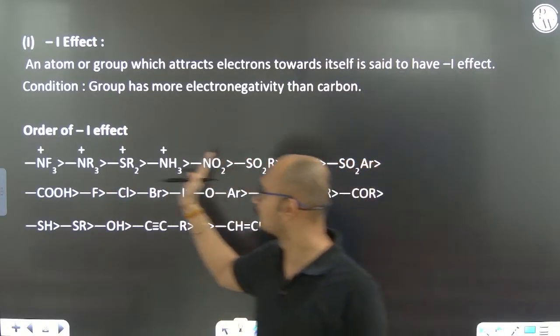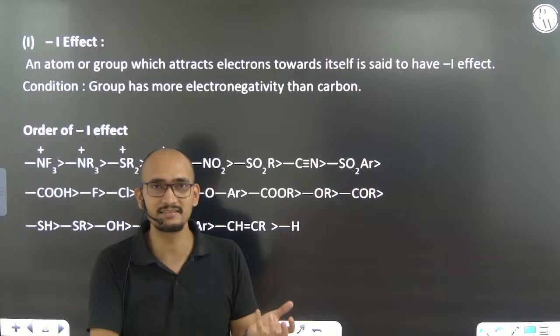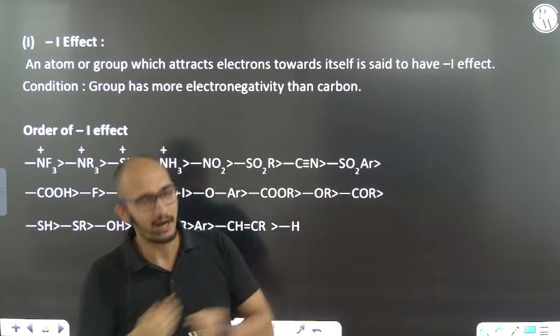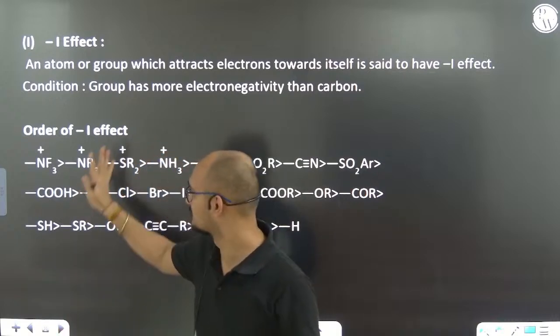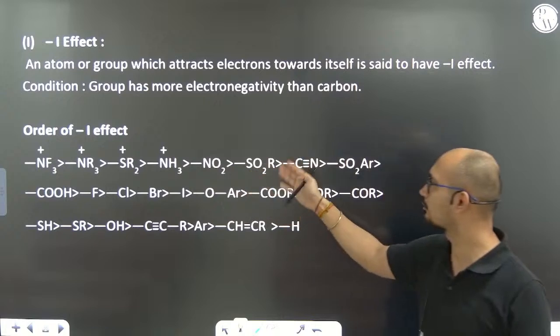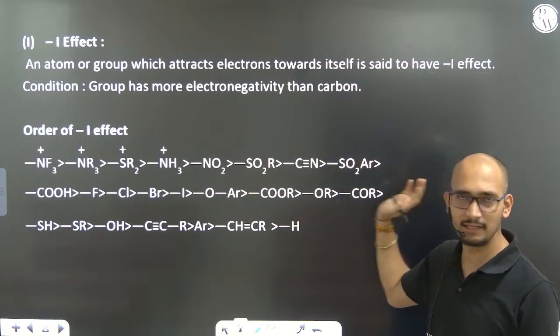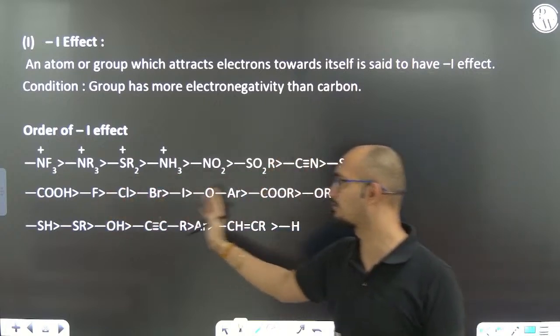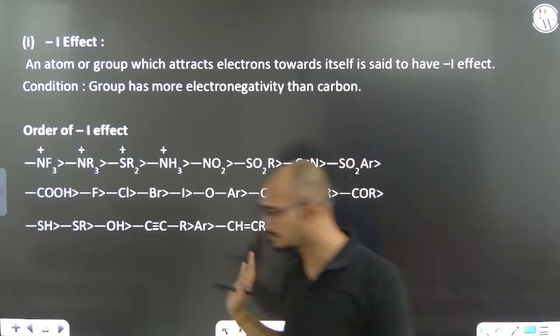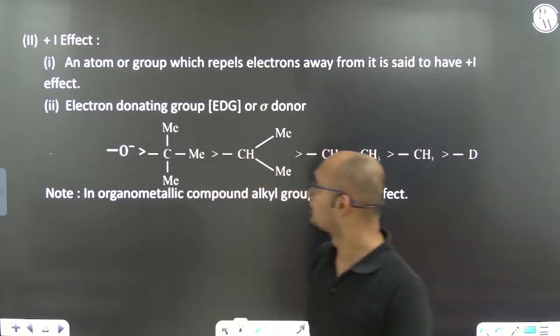Whenever there is something positive, it will have the least electron density, or you can say it wants the electron very much, so it will attract the electron highly. That's why it has the highest minus I effect. Can you see? Then nitro is more than SO2R, then cyanide, then SO2Ar, then CHO, then F, Cl, Br. You all can see that. You all have to remember these things. These are important points. Now next one is plus I effect.